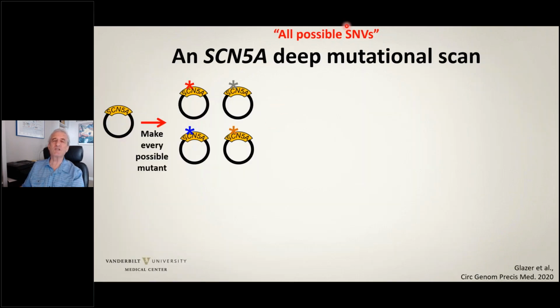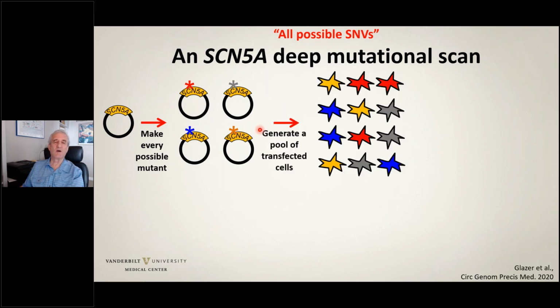This is another story. This is an all possible variant story. So the idea here is to use deep mutational scanning, an approach that allows you to take a plasmid and make every single possible single nucleotide variant in a region of the plasmid. So this is SCN5A, our gene. We made every single variant in a particular region, which I'll tell you about in a second. We then generate a very, very large pool of transfected cells, millions and millions of cells, each one of which carries one of these variants. We've engineered it that way.